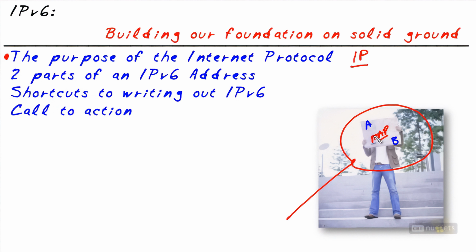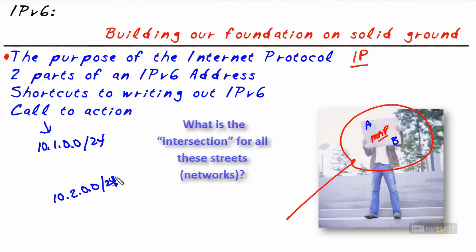Well, in a computer network, we have the same concept of street names. However, we don't use names like First Street or Elm Street. We use street names like 10.1.0.0/24. And this is a dotted decimal IPv4 address. So that's the 10.1 network. Maybe we have 10.2.0.0/24. And my question is, what exactly is the intersection of these streets?